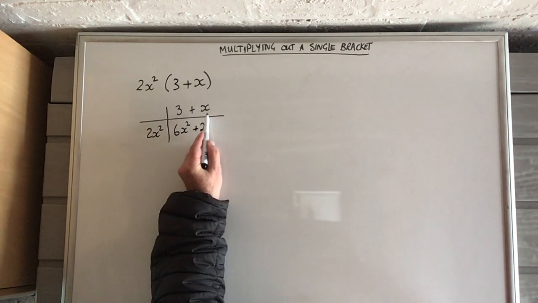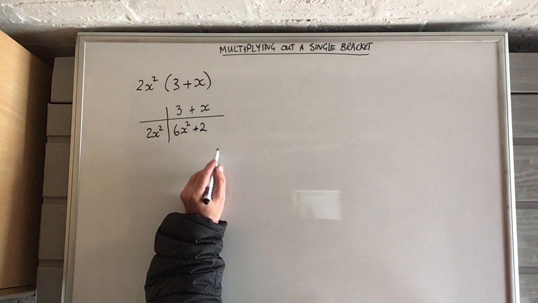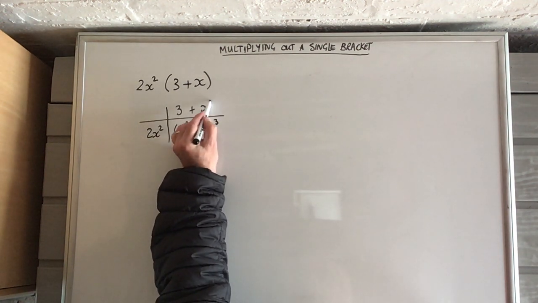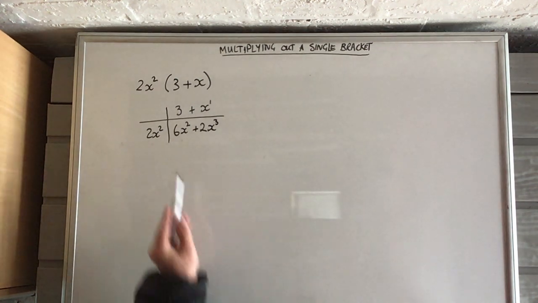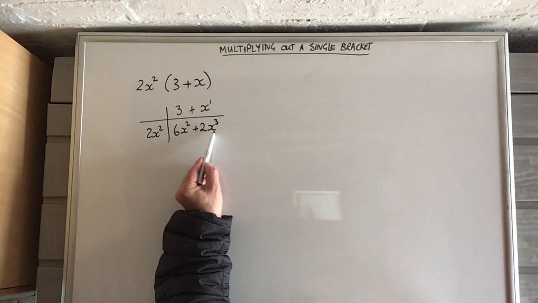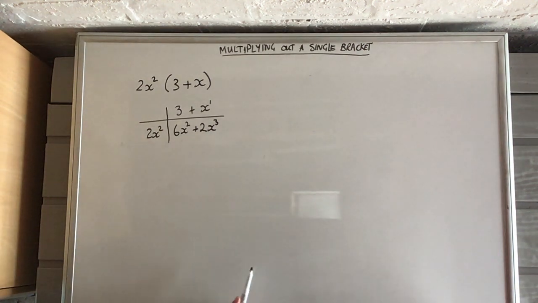X squared times x, you know from your indices rules that that's x cubed. That's x to the power of 1, although we never put the 1 in. We add the powers. That's why it's x cubed. Okay, that's quite a tricky one, that.